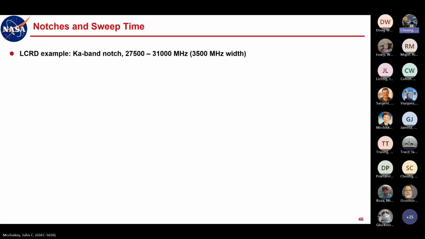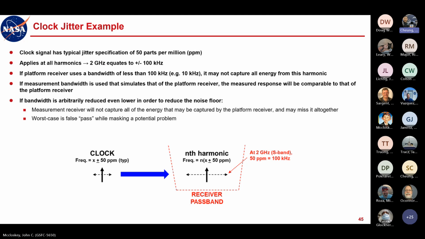Hey, John, question there. Yeah. So that seems like there's a spec issue with the receiver. In other words, they are advertising or allowing a smaller passband than can be backed up by the stability of the clock.